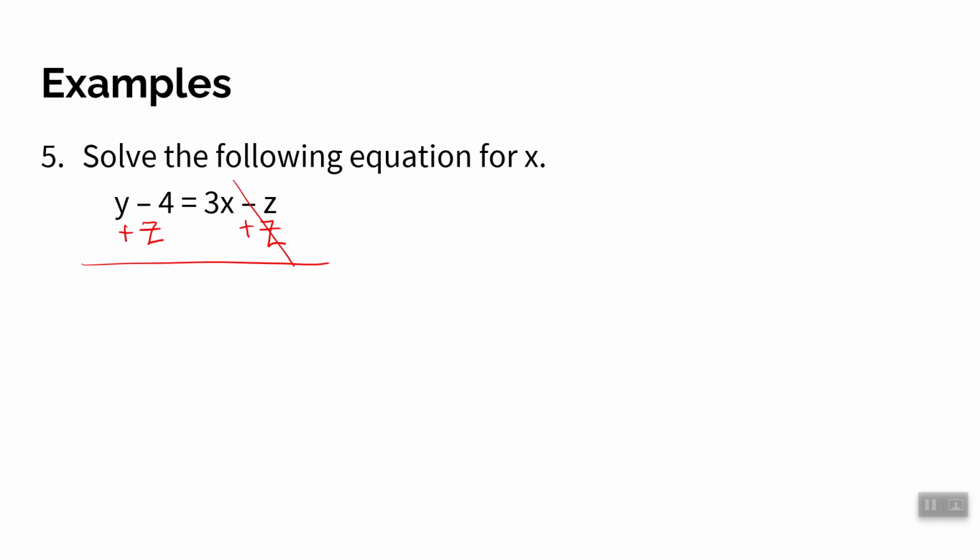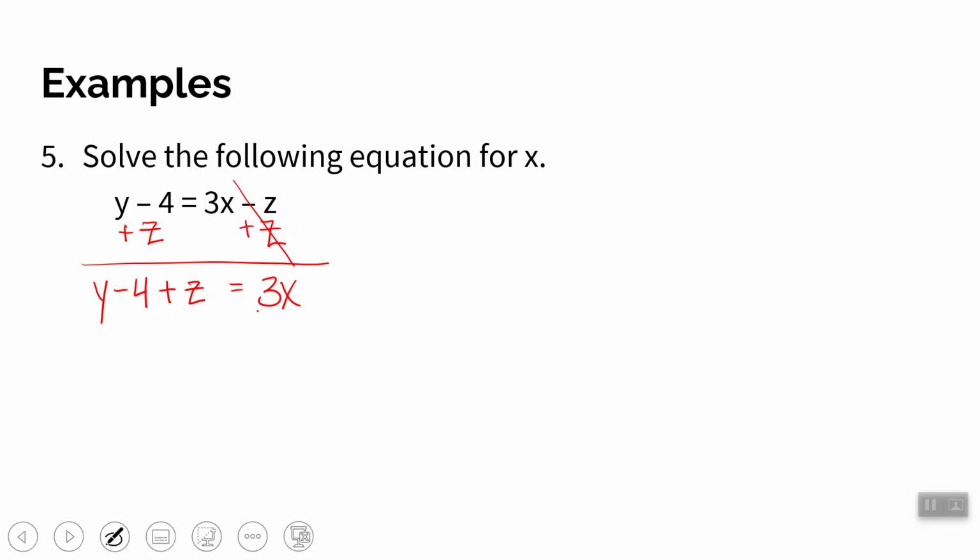So I have y minus 4 plus z, and it equals 3x. Okay, y minus 4 plus z. I can't combine any of that. None of those are like terms. The 4 is a constant, and the other two, while they are both variables, they are not the same variable, so I can't put them together.